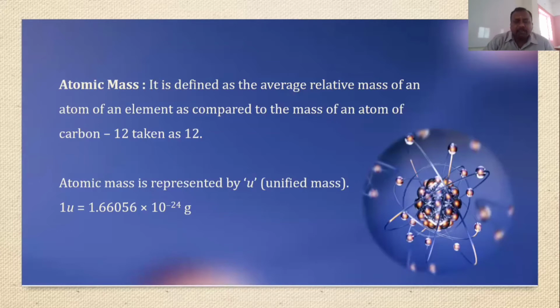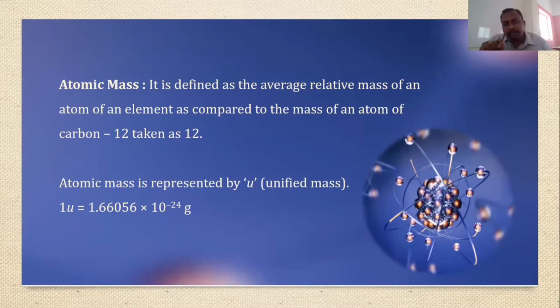relatively. Initially we take hydrogen. When compared to hydrogen, how many times is the other element? That is the mass of the other elements. So we fix the hydrogen mass as 1 because it is the lightest.